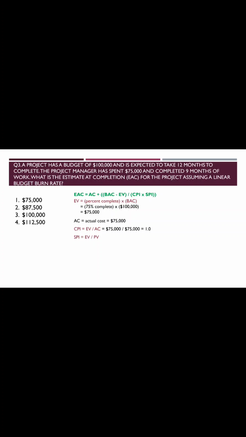So in this case, let's see what is our planned value. So it's again planned percent complete multiplied by BAC. So planned is also 75% and budget at completion is 1 lakh. So again your planned value is also coming as $75,000. So to calculate SPI, you have this earned value and planned value, the same thing. So you are going to get your SPI as 1.